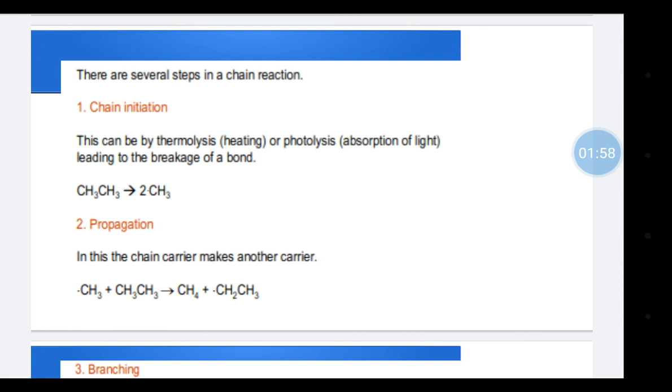Another step that is present in all the chain reactions is the propagation step. In this, the chain carrier makes another chain carrier. For example, the CH3 free radical that is formed in the initiation step reacts with another molecule of ethane to produce a methane molecule and CH3CH2 dot, that is ethyl radical. So this is a propagation step. One free radical produced another free radical, right? One chain carrier produced another chain carrier in the propagation step.